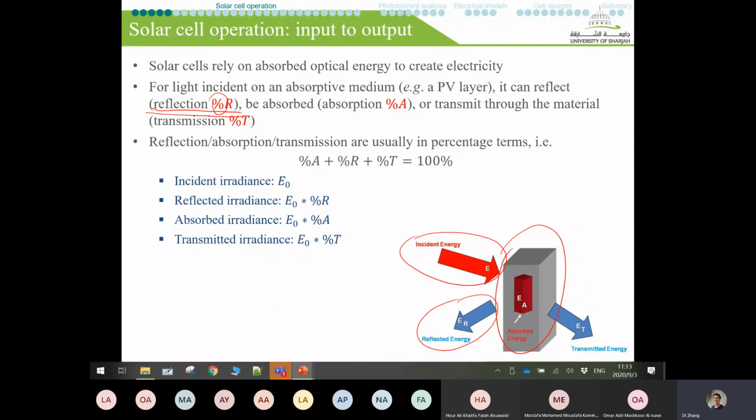Do you guys remember what the prerequisite is in order for us to absorb the incoming light? Does anyone remember what the condition is for a certain material to absorb a certain photon?